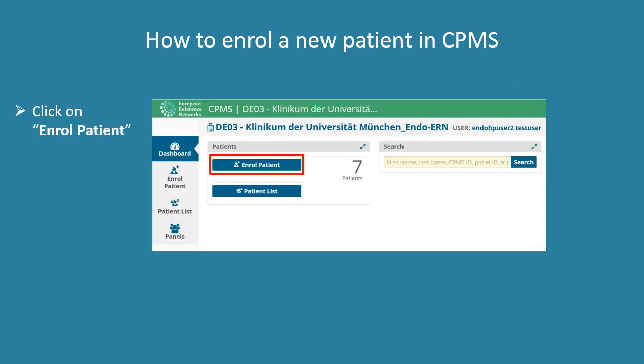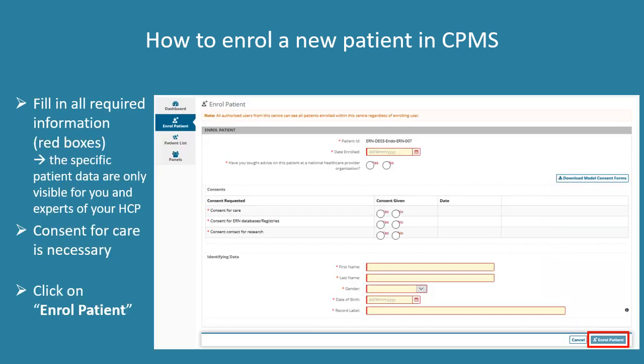You will get to your Center dashboard. Here you have to click on Enroll Patient, and you will see the enrollment form. All red boxes contain required information and need to be filled in. These are the specific patient data that are only visible for you and other experts of your healthcare provider. All other members of your panel won't be able to see this information.